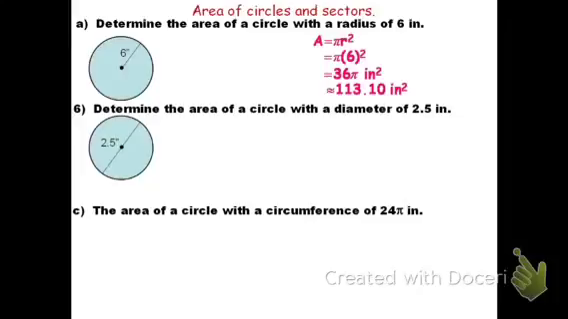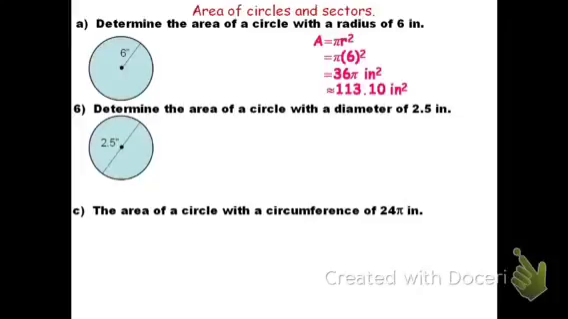Now take a look at the next problem. In the next problem, something's a little bit different. See if you can figure it out. Alright, hopefully you came up with this time. Instead of having the radius, we have the diameter. There is not an area formula that uses diameter. So to begin, we're going to have to take that diameter and use it to find the radius.